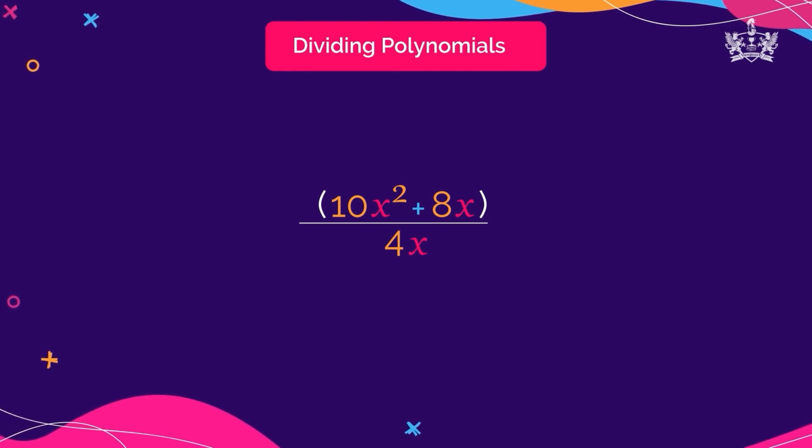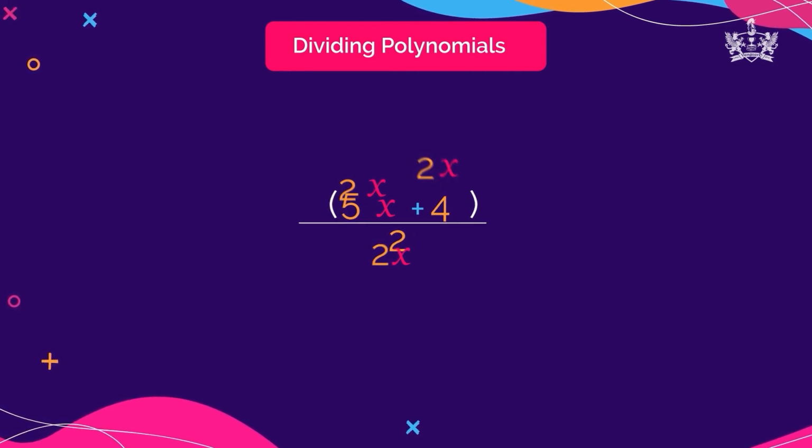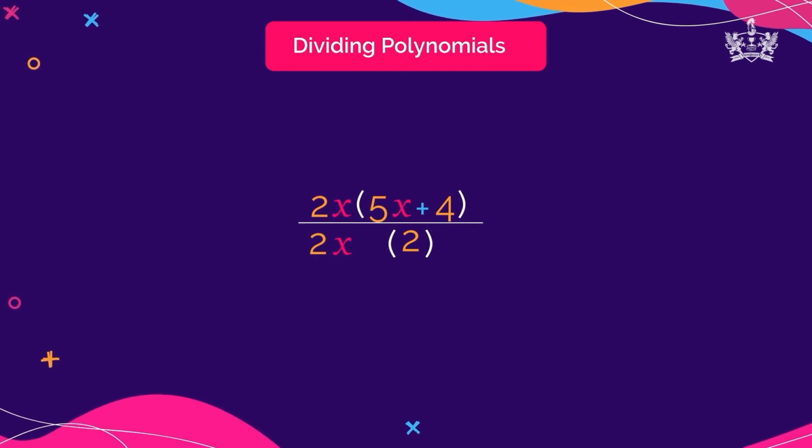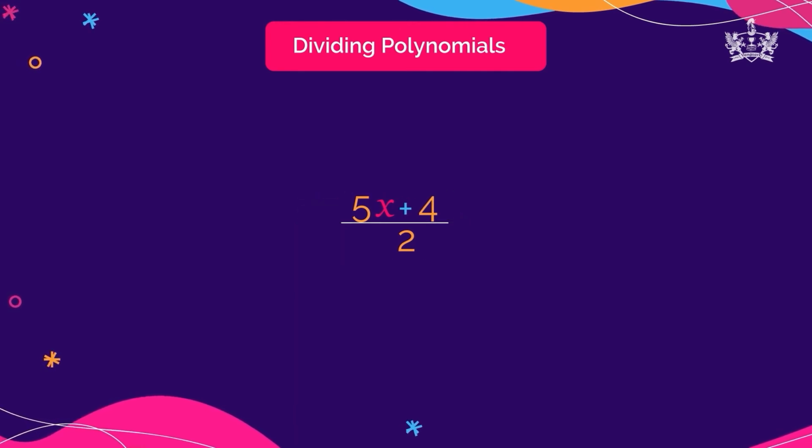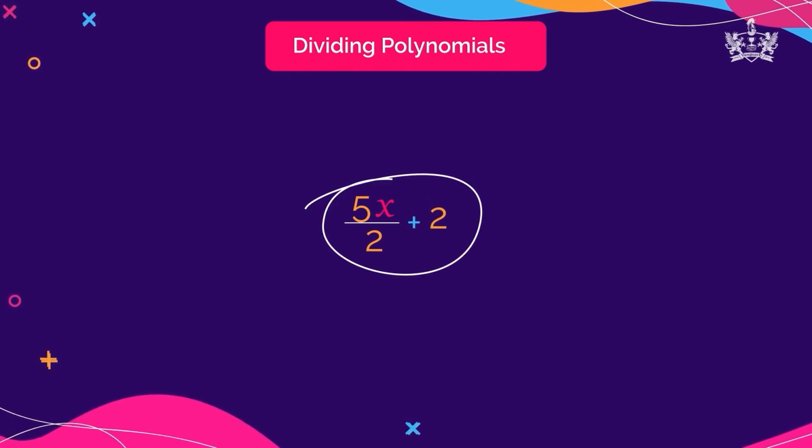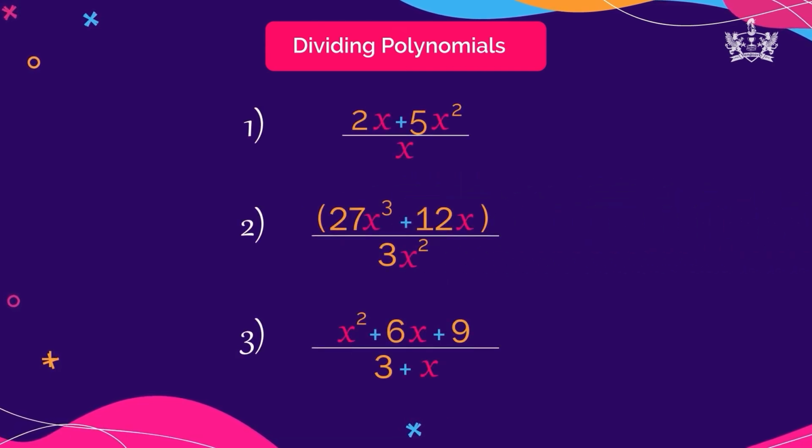In the numerator and denominator, you can factor out a 2x, which will leave a 5x plus 4 in parentheses in the numerator and a plain old 2 in the denominator. The 2x's all cancel out and you're left with 5x plus 4 over 2, which simplifies to the same 5x over 2 plus 2. Alright, go ahead and try these examples.